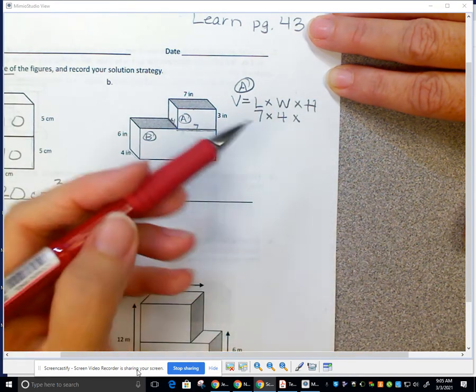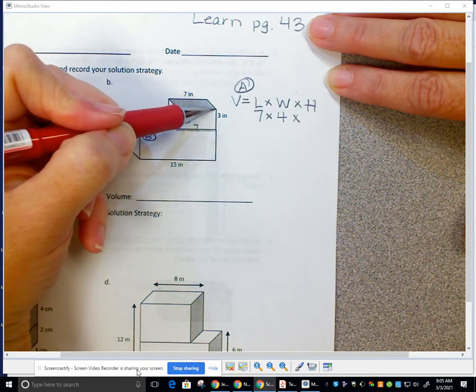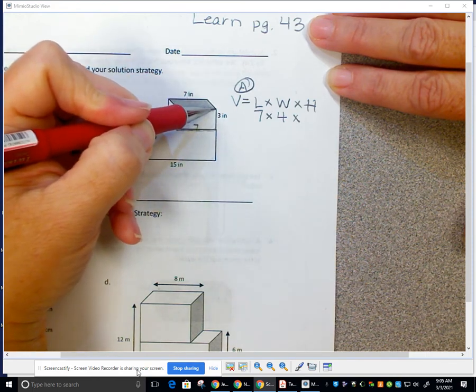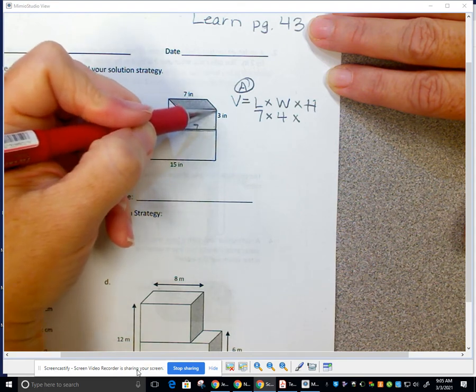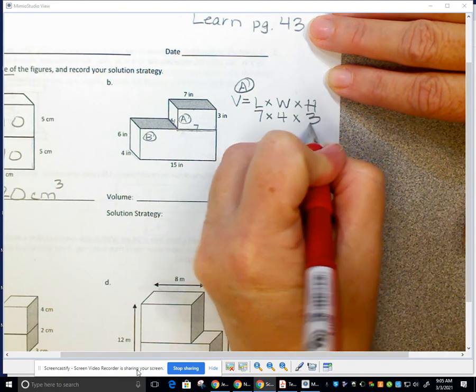And my height is from bottom to top. Now, I'm not doing from here to here. I'm going from this part to this part. And they're giving us 3. So I'll use the 3.